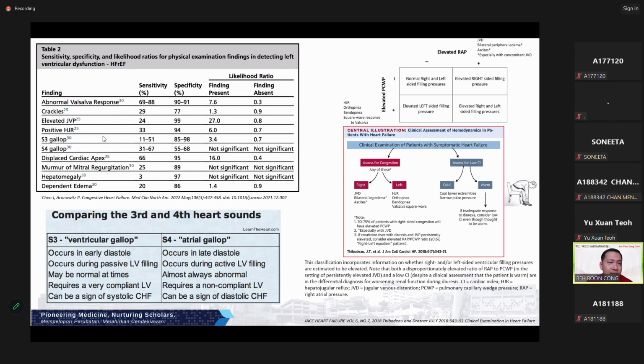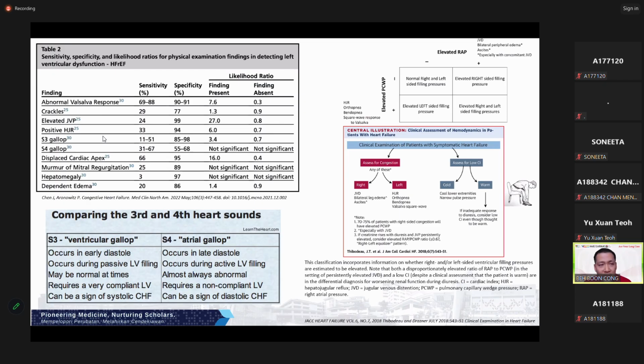So which sign is more common? It depends on which stage the patient presented with. If the patient presented acutely, you will get more signs. If the patient is an outpatient, you will get less signs. So it depends on which stage the patient presented with, and what time you see the patient. If you see the patient as an outpatient, you may not get all the signs. If you see the patient as an inpatient, you may get a lot of other signs.